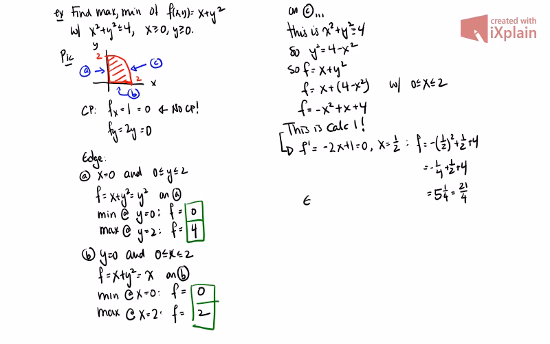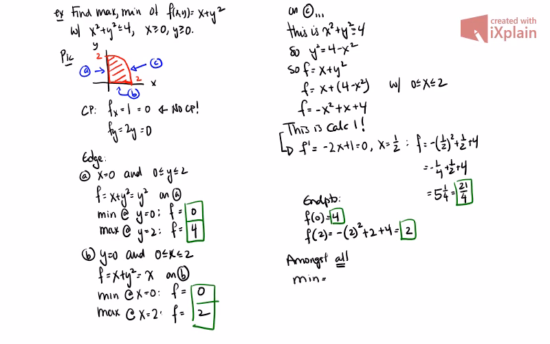Then I test the endpoints. So we check this f at 0, we get 4. We take this f at 2, we get negative 2 squared plus 2 plus 4. This is negative 4 plus 2 plus 4 is 2. So on this edge, we've got all these sort of interesting values. So if you look at all of these, amongst all, the min, if we look about them all, we get a minimum of 0. And we have a maximum of 21/4.